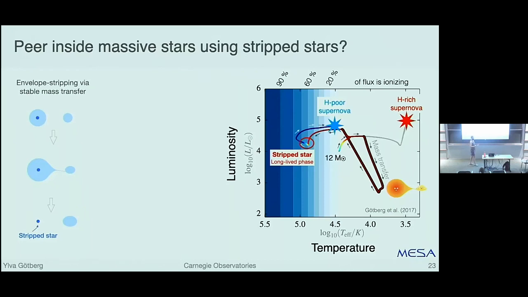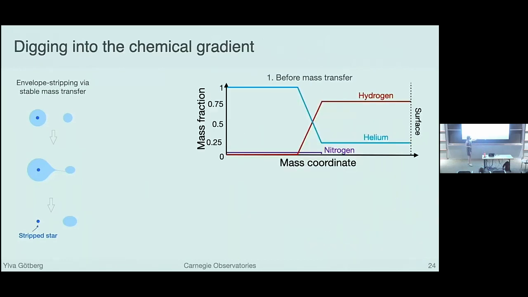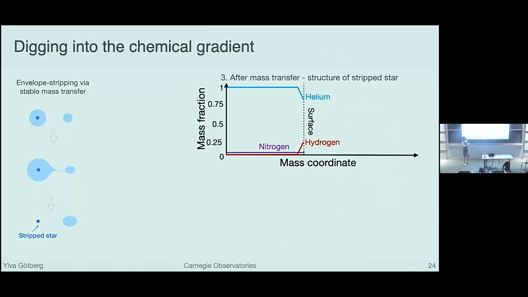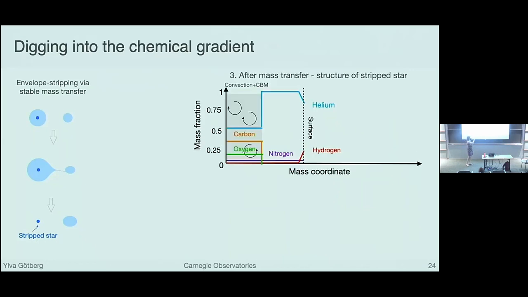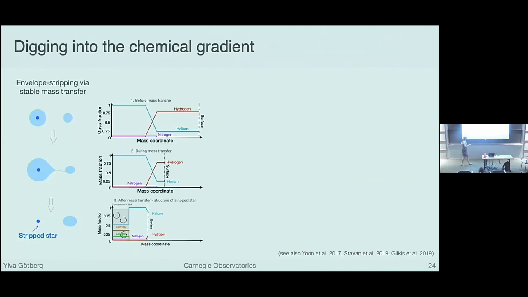You remind yourself of the chemically homogeneous evolution. Just to have an idea of how deep we go, this is the structure. As you strip the star, you end up with something like that. So you should have a nitrogen-enriched surface and a helium-enriched surface. It may also burn helium in the core. So basically, this is how the picture looks.